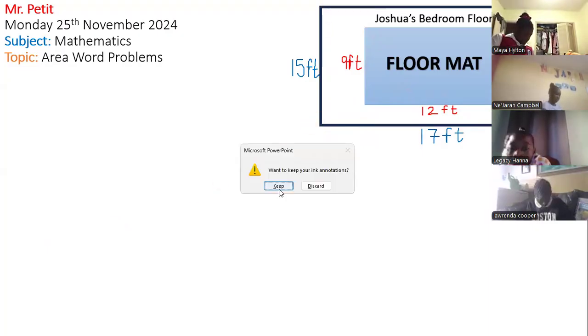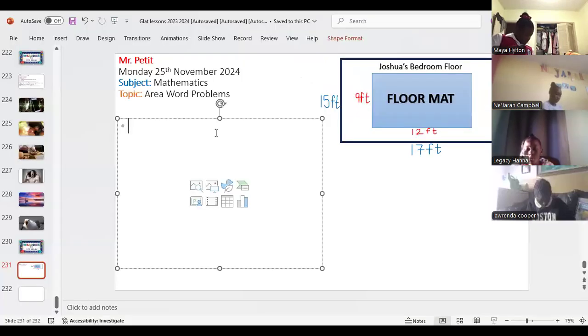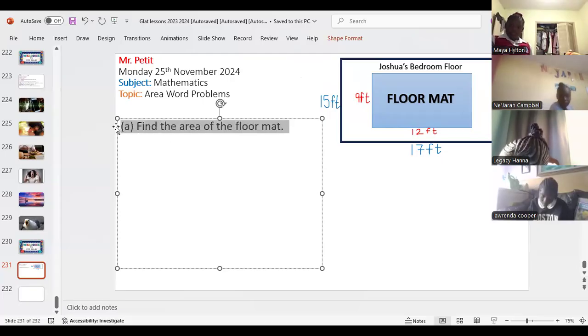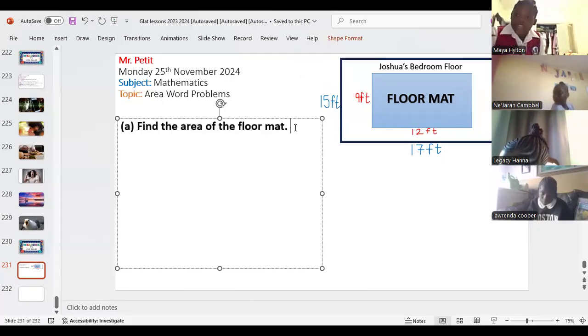Okay, so let's go ahead and answer these questions. So the first question says, this is part A. Find the area of the floor mat. That's the first question. Find the area of the floor mat.